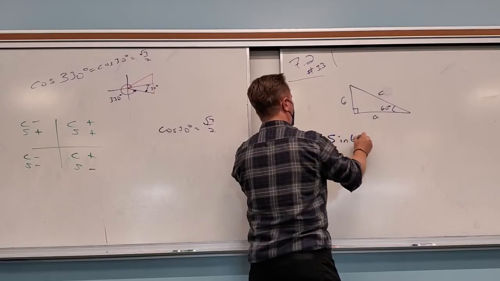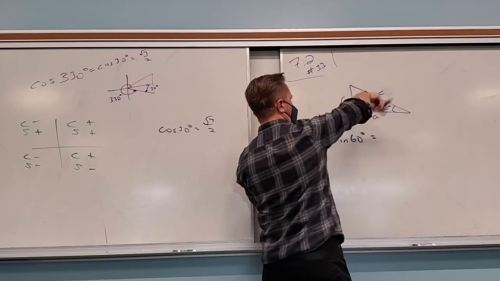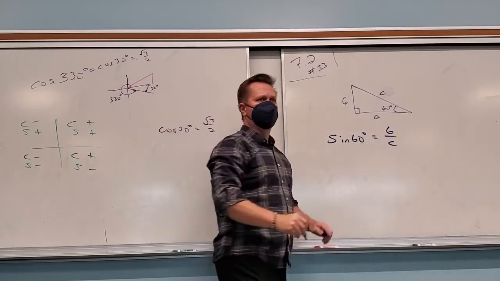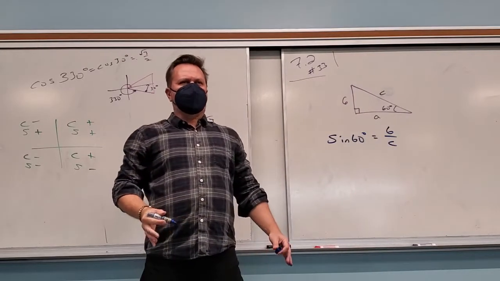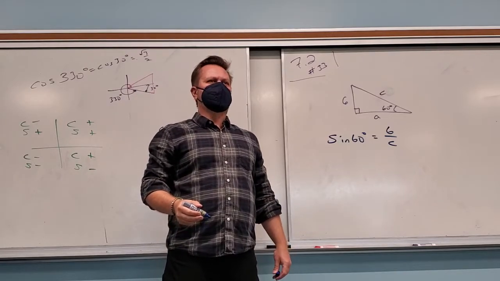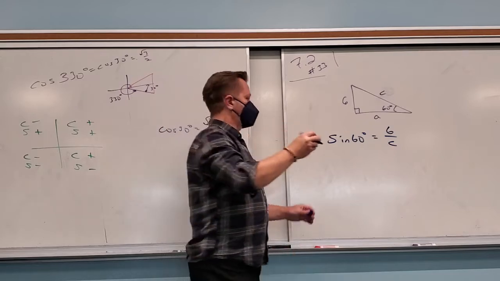Sine of 60 is what? 6 over c, correct? Can't you solve that for c? Because what is the sine of 60 degrees? Rad 3 over 2.